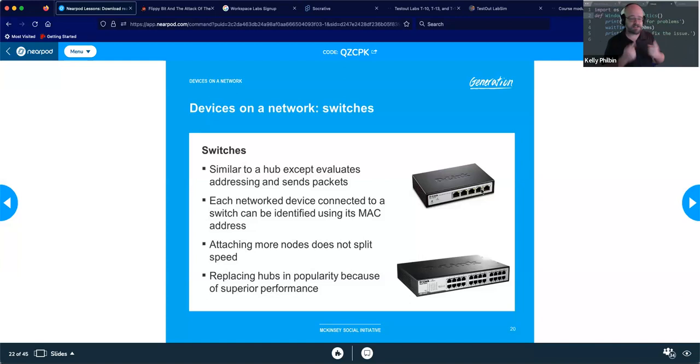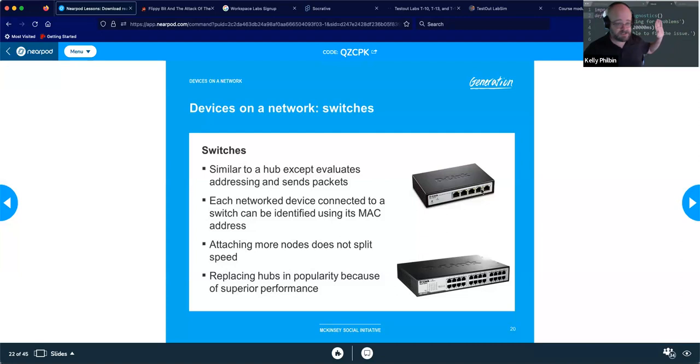So data collisions go away instantly, making the network significantly faster because we don't have all the data collisions. We don't have to wait all that time. More people can talk at the same time. Communications happen at a lot faster pace. And on an unmanaged switch, we plug it in and we walk away. It's a beautiful thing. It does its thing.